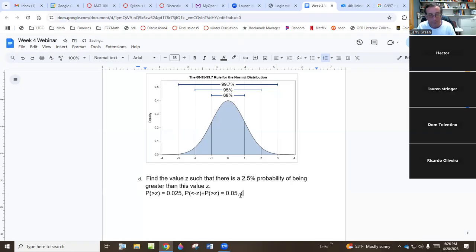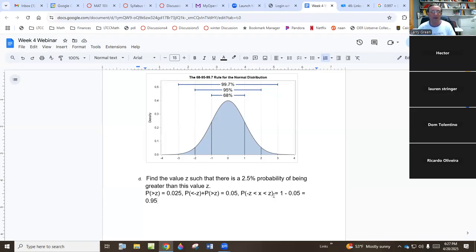So the inside is the probability that negative z is less than x is less than z. Yeah, 0.95. It's 1 minus 0.05, which is equal to 0.95. If there's a 5% chance of being outside, there's a 95% chance of being inside.